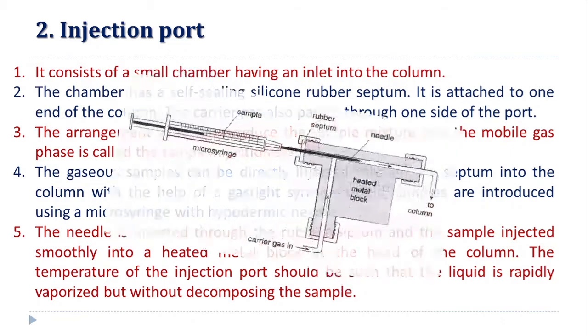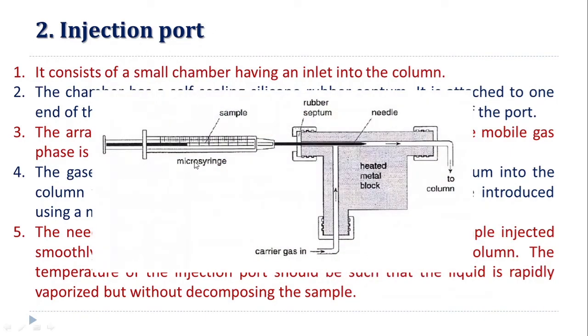See the sample injection port in this way. This is the micro syringe which contains a sample solution. This is the needle. The gray part is the heated metal block. This is the carrier gas column. This carrier gas is coming from the cylinder valve. Then this is the septum, the rubber septum. This rubber septum is self-sealing. So if you are inserting this needle through this septum, then we can insert this sample into that column.